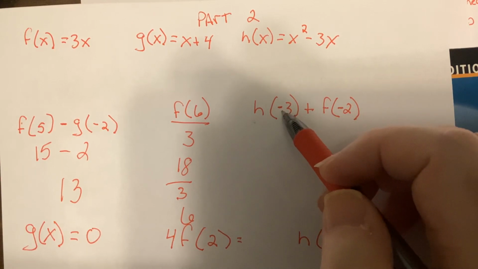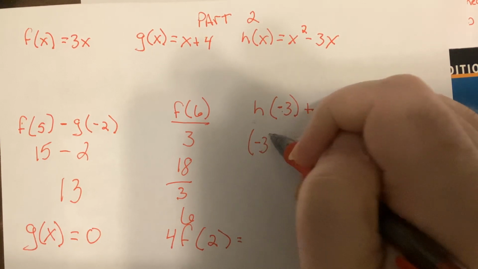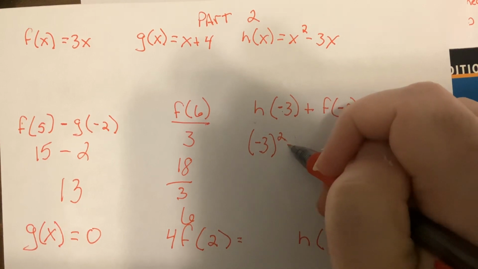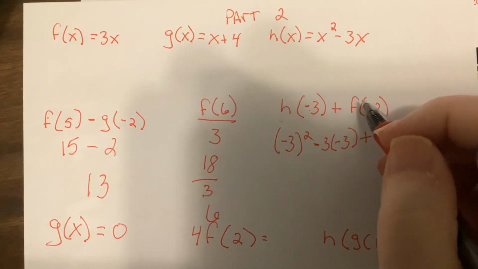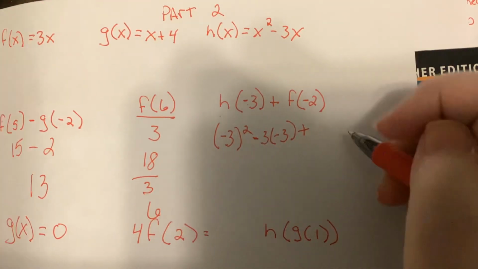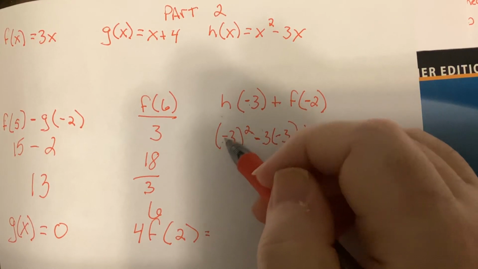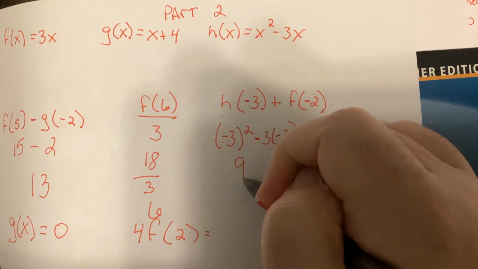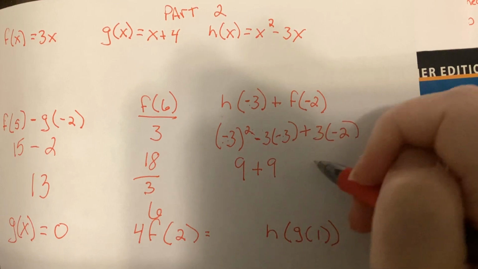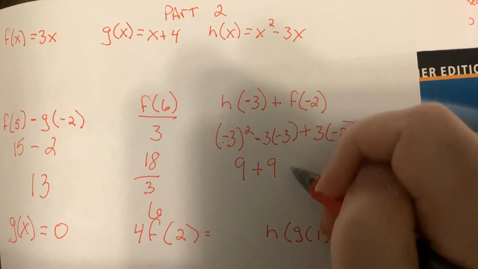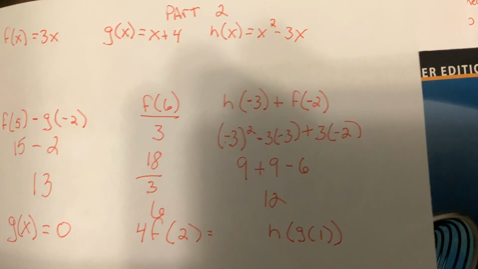H of negative 3, we put that in for x. So it'd be negative 3 quantity squared minus 3 times negative 3 plus f of negative 2. F says triple it. So negative 3 squared is 9, minus a minus is plus 9, plus a negative 6. So 18 minus 6 is 12.